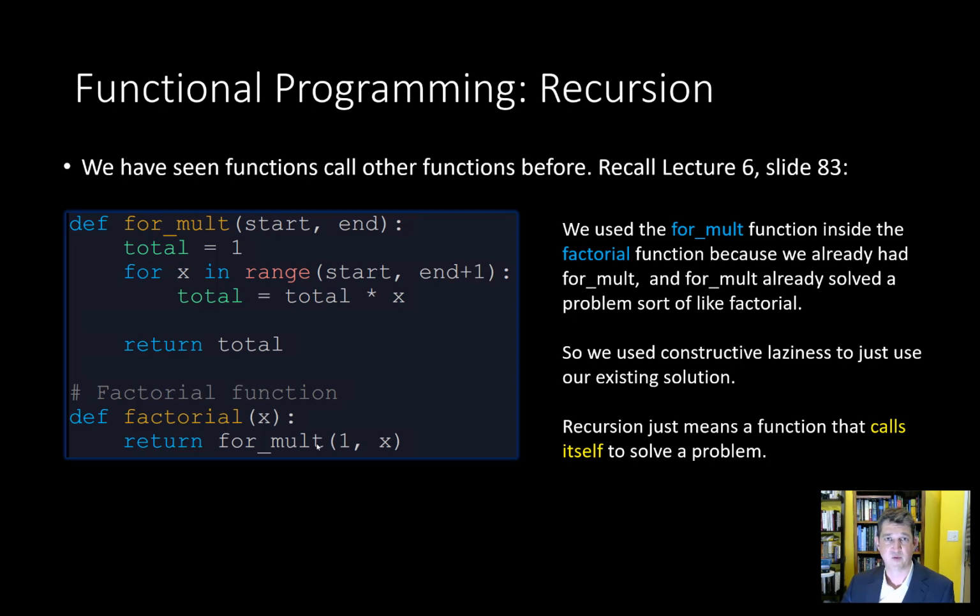Recursion, which is a big part of functional programming, is just the idea that functions can call themselves to do work. And we'll look at a lot of examples in a minute here of what that looks like.